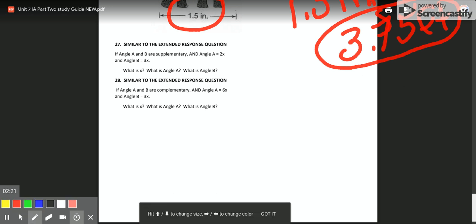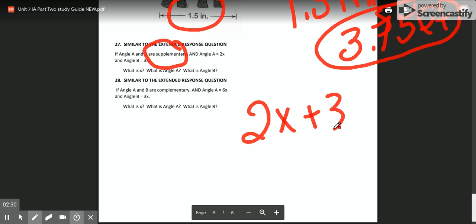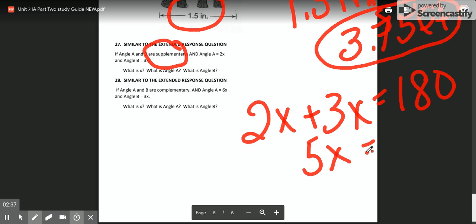All right, 27, these are similar to your extended response. So angle A and B are supplementary, so that means they equal 180. And it says angle A is 2x and angle B is 3x. And I just said supplementary means 180. So we combine our like terms here, so that's 5x equals 180. And then you divide it by 5 to see what x is. So calculator, 180 divided by 5 is 36, so x is 36.